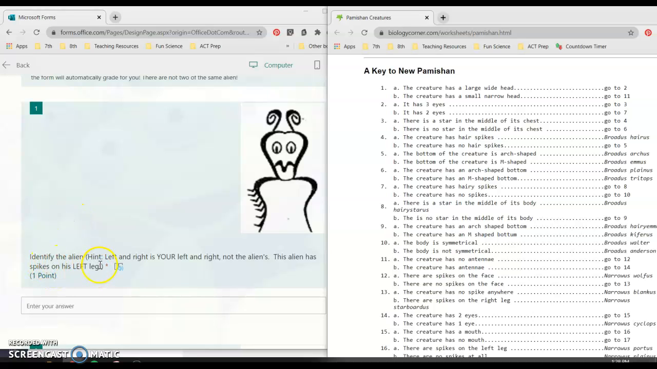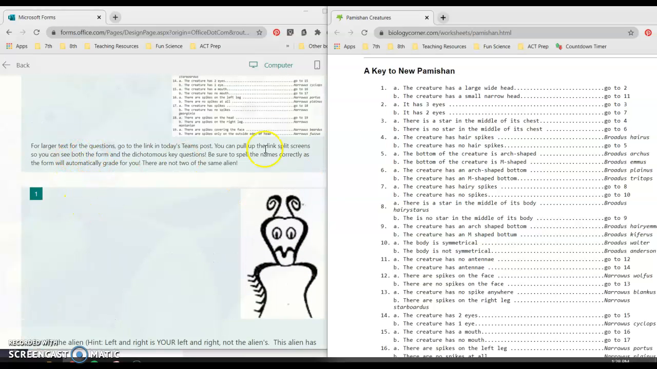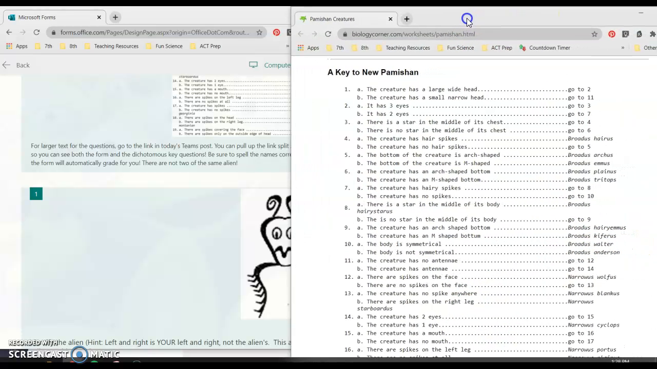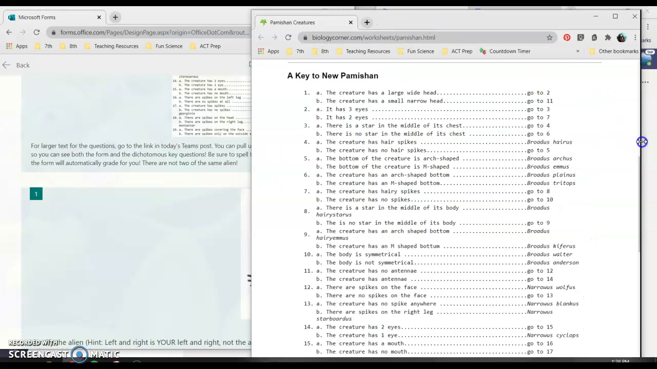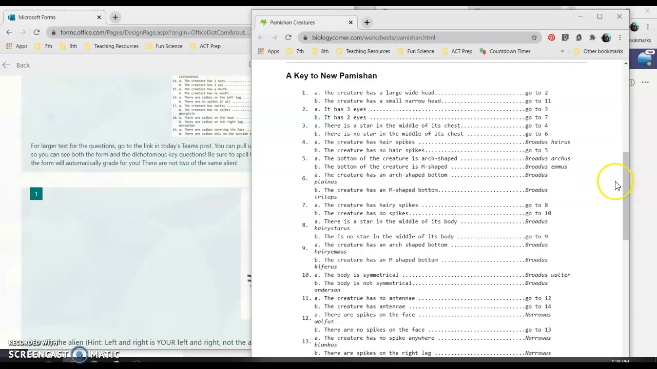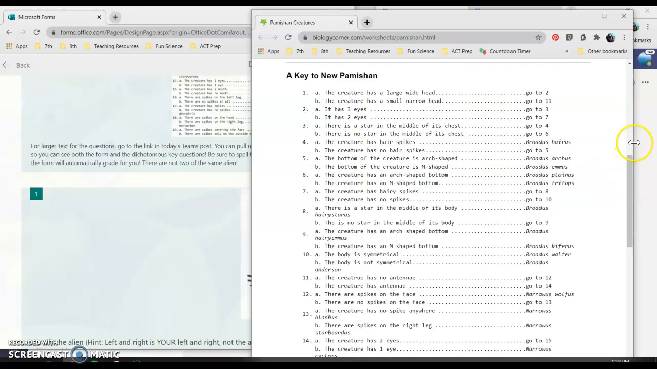As you go through this assignment, you'll notice that I put some hints on there. When we talk left or right, we're talking about your left or right, not the alien's. So this is his left leg, or what you see as his left. It says identify the alien. Left and right is your left and right, not the alien's. This alien has spikes on his left leg. So I put some hints for the different features for you. Also, when you are typing in the answer, there's no reason to spell it wrong, okay? You have the answers right here for these different names. If you look at them, it's easy to break them down and see that they're just made up of little subwords. Let me pull this back up. Open, excuse me.